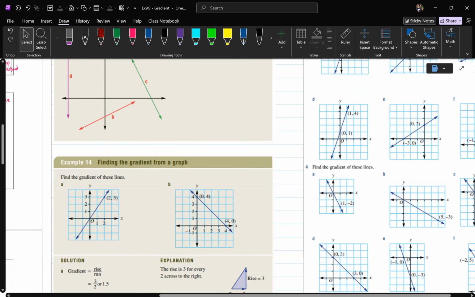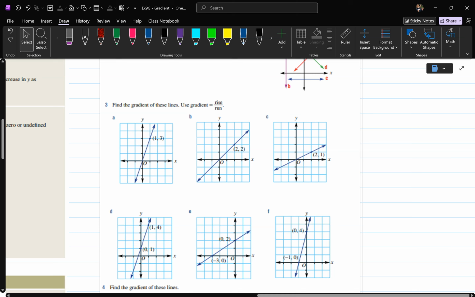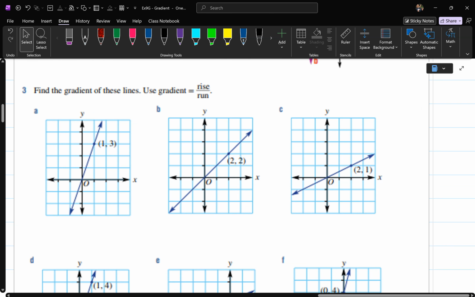Actually, no, not that one. Yeah, I'll do this one. All right, let's see. Just tell me the types. We don't have to calculate the gradient just yet. Just tell me the types.